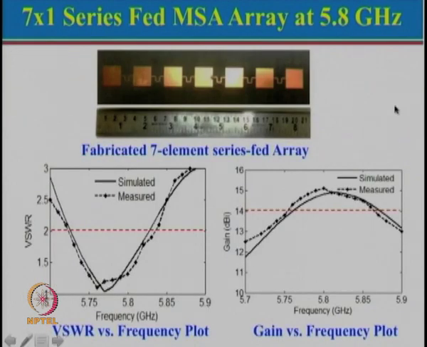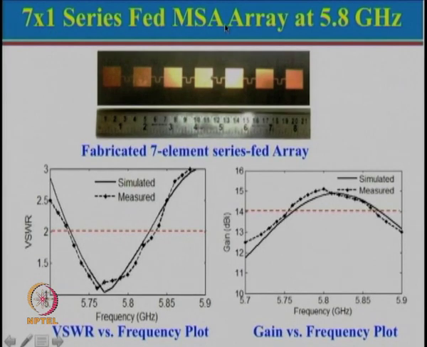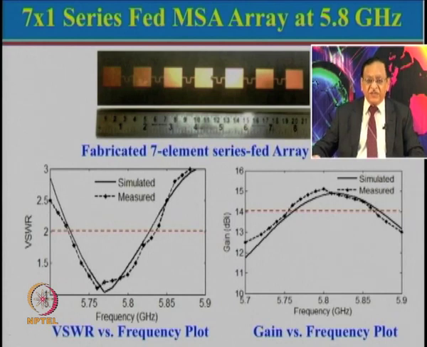So, instead of fabricating a large 13×1 array, we actually fabricated a 7×1 series fed microstrip antenna array, and these are the simulated and measured results. So, one can actually see that the results are fairly in good agreement with each other, and these are the results for simulated and measured. So, one can again see that this is the line corresponding to about 14 dB gain, and one can actually see that because now the elements are 7×1, the previous result which I had showed you was for 13×1. So, again number of elements have reduced by approximately half. So, hence gain is reduced correspondingly.